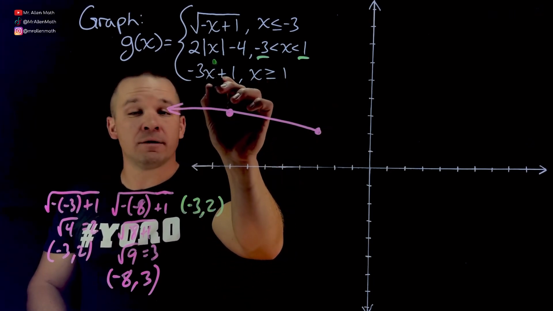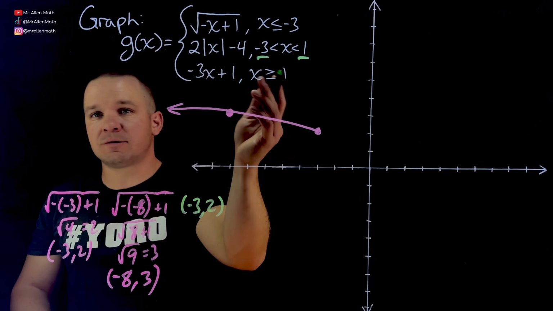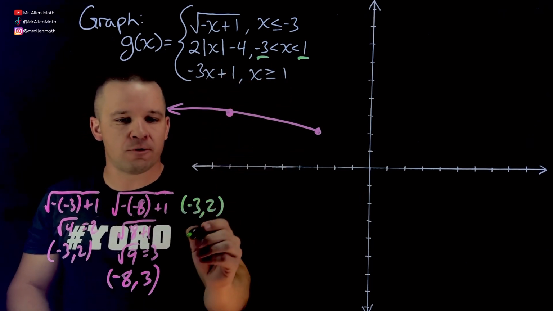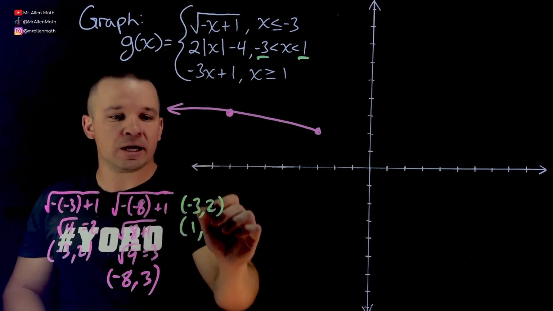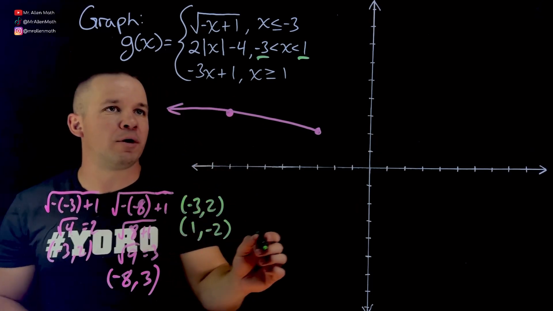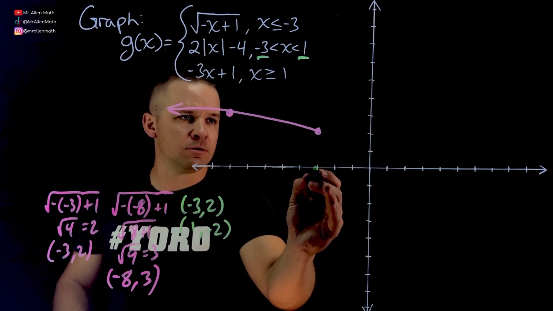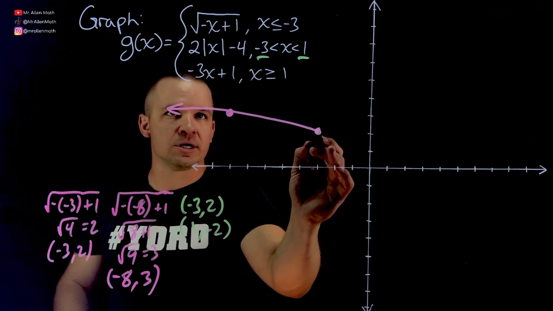And then if I plug in 1, 2 times 1, because the absolute value of 1 is just 1. 2 times 1 is 2. 2 minus 4 is -2. So I'm going to plot those 2 points. -3, and then we got +2. Oh, interesting. An overlap.